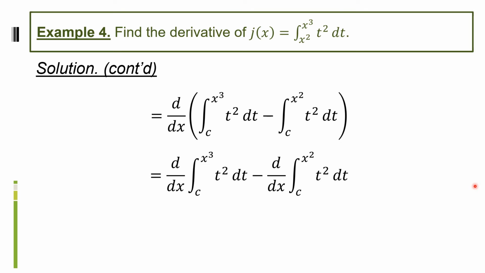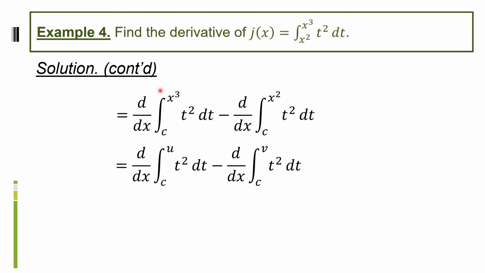Just like in example number 3, we let u be equal to x cubed and the derivative is 3x squared and v be equal to x squared with derivative 2x. From there, ito gagawin nating u at ito gagawin nating v. So we have the derivative of the definite integral from c to u of t squared dt minus the derivative of the definite integral from c to v t squared dt.